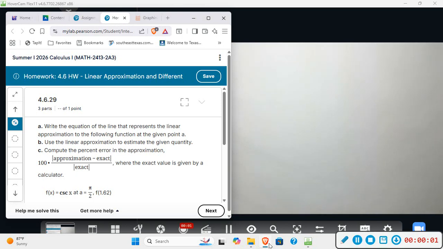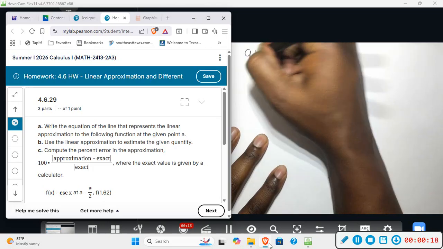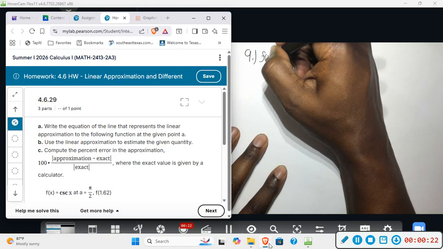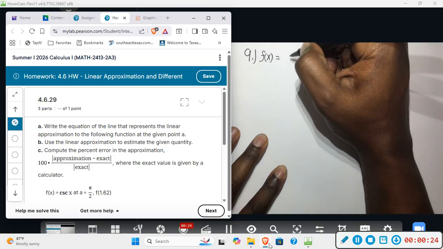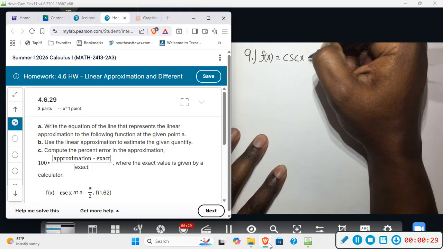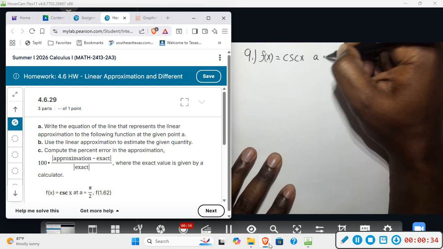All right, number 9, we want to write the equation that represents the linear approximation. Use that linear approximation to estimate the given quantity and then compute the percent error. So our f of x is cosecant, and we're using a at pi over 2.